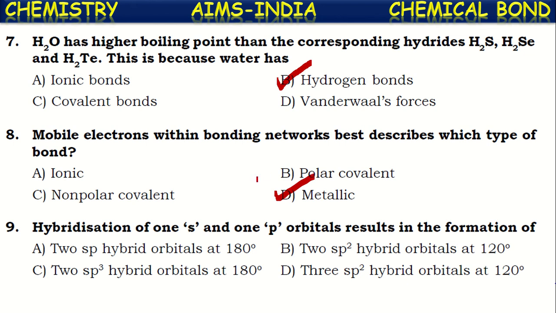Now we can say that by the combination of one s and one p orbital, they result in the formation of two sp hybridized orbitals with an angle of 180 degrees. That means we say linear shape. Okay, linear shape, they form sp hybridized orbitals.